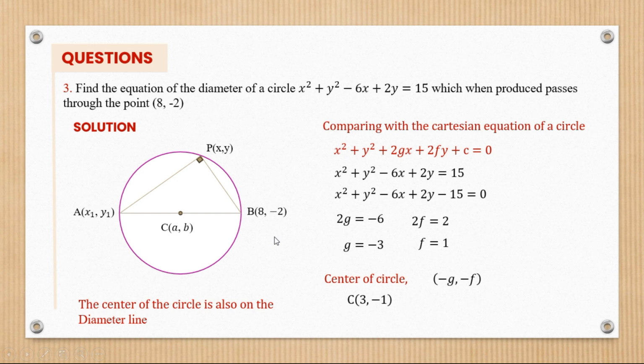So how are we going to do that? Since we know B and we now know the coordinates of the center, we can find the gradient of this line. Therefore the gradient of the diameter line shall be m. m can be found from (y2 minus b) over (x2 minus a), which is (-2 minus -1) over (8 minus 3). We can already see that here this will become a plus, but when we solve all this together, we'll have m equal to -1 over 5.